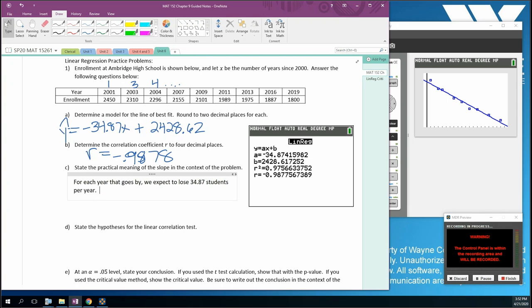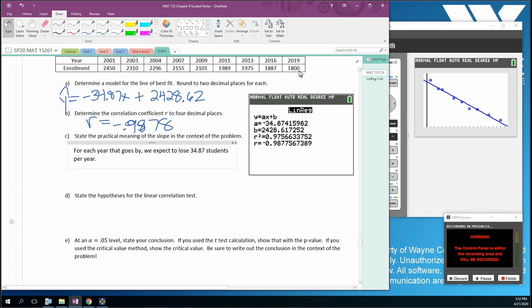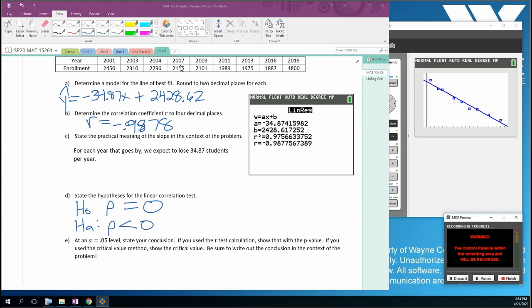So that's how that's going to work. So the hypotheses, this time we're dealing with a negative correlation. So for the alternative, rho will be less than 0, and for the null will still be equal to 0. So we can do this actually 2 different ways. There are 1, 2, 3, 4, 5, 6, 7, 8, 9. There are 9 pairs of data for this.